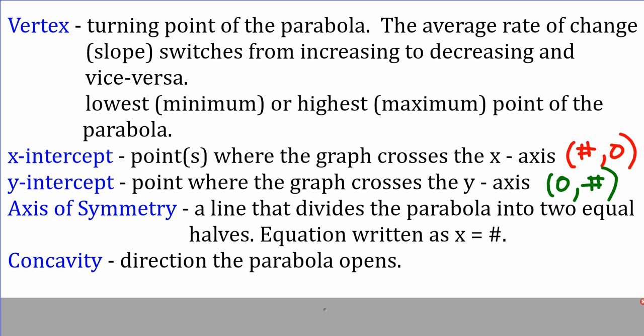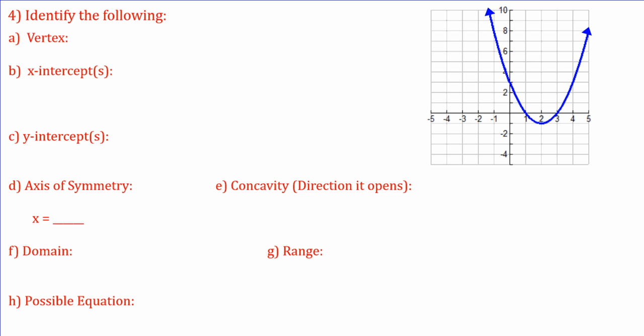So let's see, if I give you a graph, can you properly identify each of these types of key features for your parabolas? So here's a graph of a quadratic function. Could you identify the vertex, the intercepts, axis of symmetry, concavity, domain, range, and give me a possible equation?